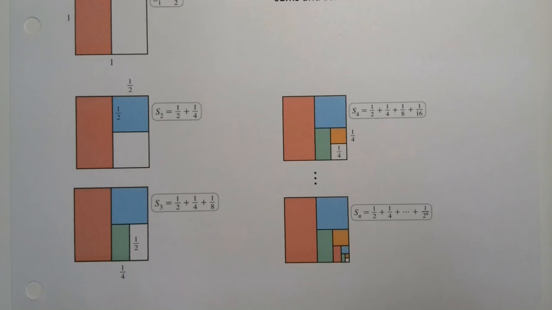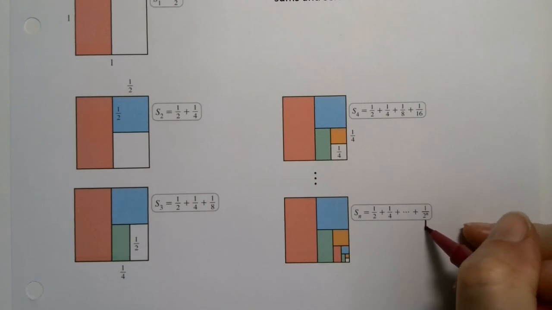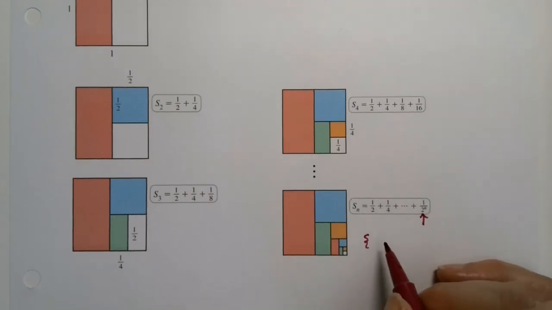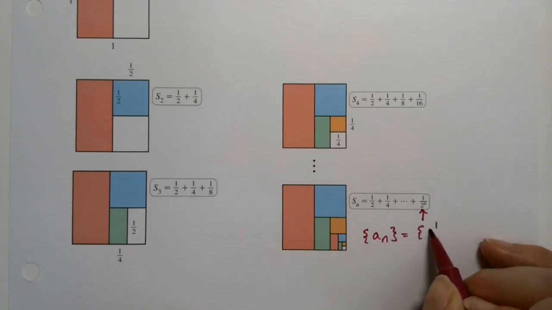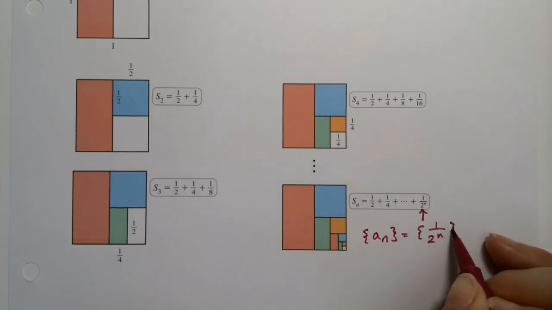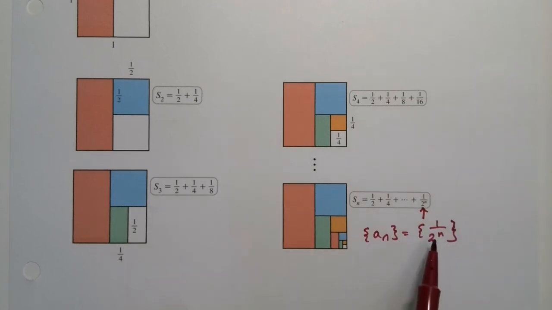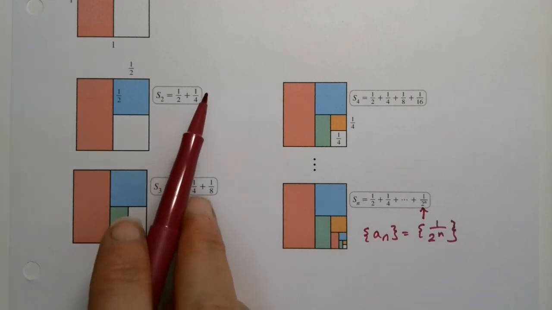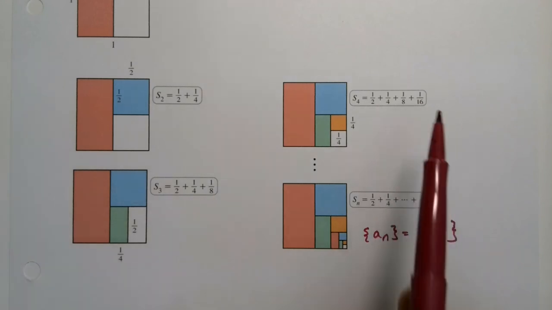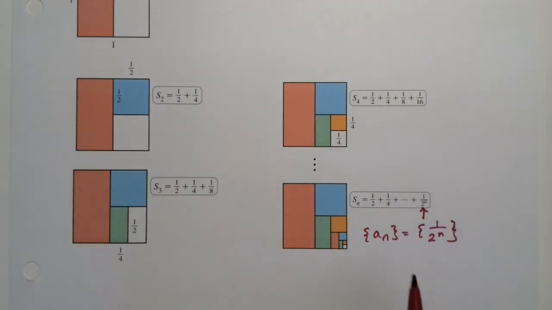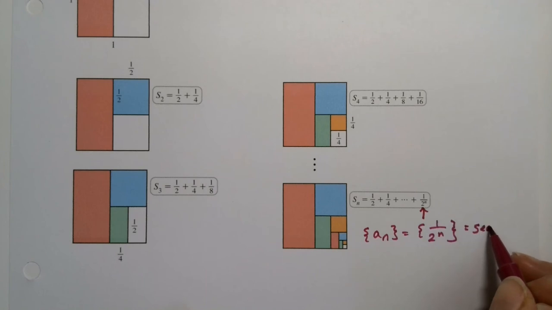And you can actually see right here, it's telling us what the sequence is. The sequence that builds this is 1 over 2 to the n, right? 1 over 2 to the 1 gets you the first one. Then 1 over 2 to the 2 is a fourth. 1 over 2 to the 3 is an eighth. 1 over 2 to the 4 is a 16th, and so on. So we can see that sequence that's building.